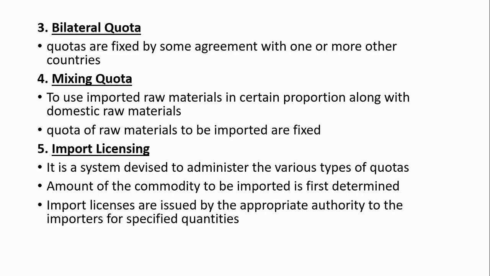Then the last one is import licensing. It is nothing but a system that is devised to administer the various types of quotas. Under this system, the amount of commodity to be imported is first determined. On the basis of any one of the above mentioned systems, how much to be imported is fixed first, either in its volume or value. Then import licenses are issued. This is issued by an approved authority or government to the importers for specified quantities of commodities to be imported.